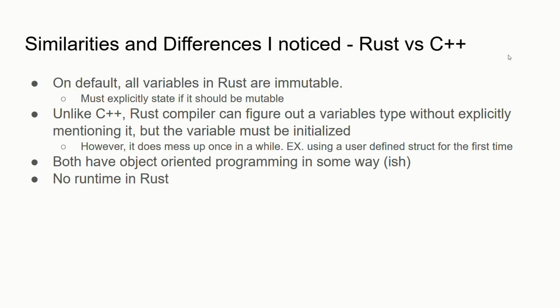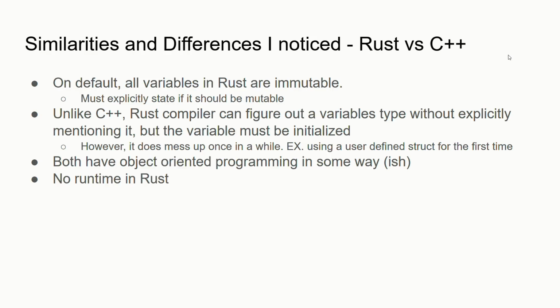what parts are not. Unlike C++, the Rust compiler can figure out variable types without explicitly mentioning them, but you must initialize those variables. However, while this works most of the time, I've noticed that sometimes the compiler makes mistakes, especially when using user-defined structs for the first time, where you then have to explicitly mention the typing. Otherwise, it works well.